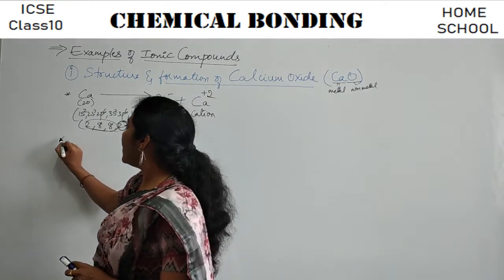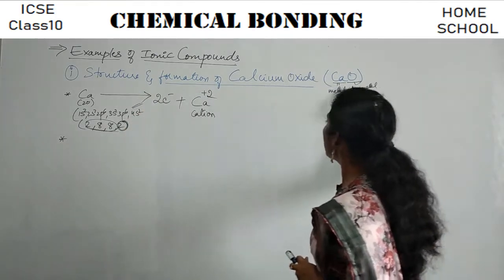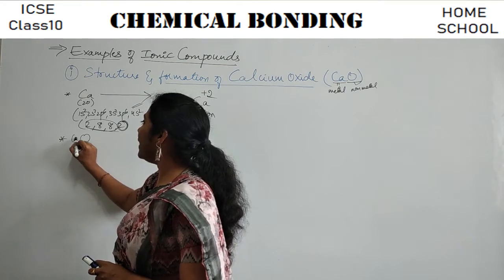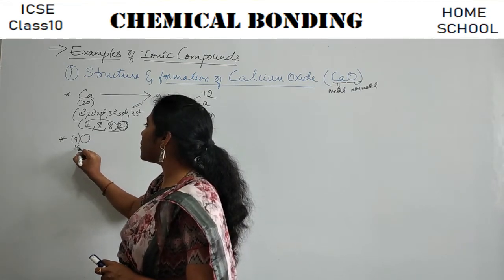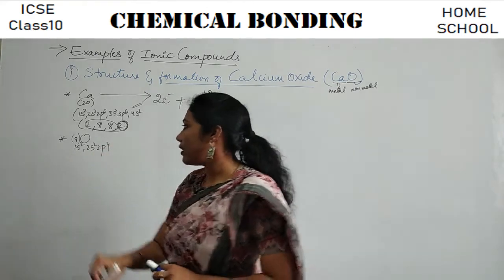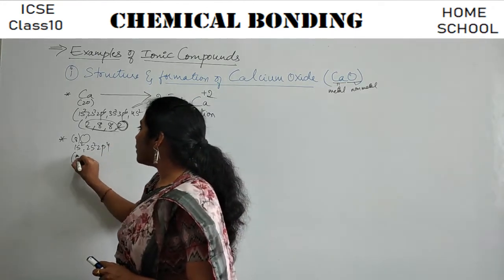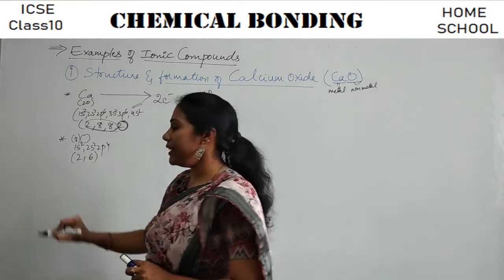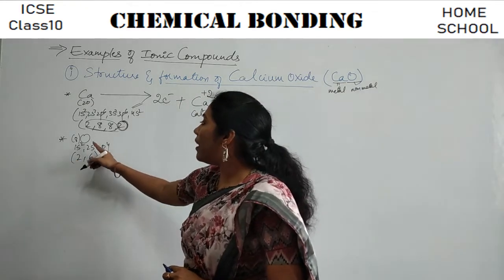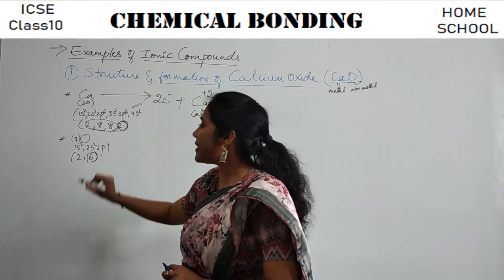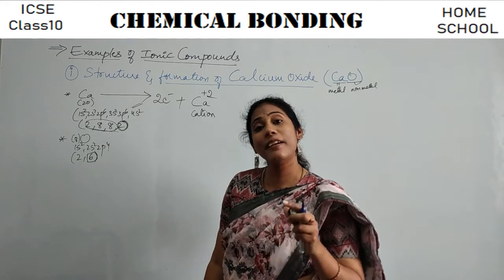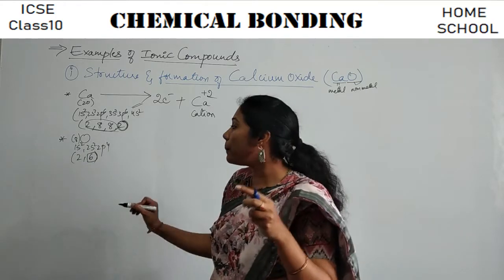So in a similar way, who is a non-metal? Oxygen. So oxygen, atomic number 8, electronic configuration 1s2, 2s2, 2p4, isn't it? So 2, 6 in a simple electronic configuration, right? So in the outermost shell, you see 6 electrons are there. It is not stable. So how many more electrons are required to become stable?